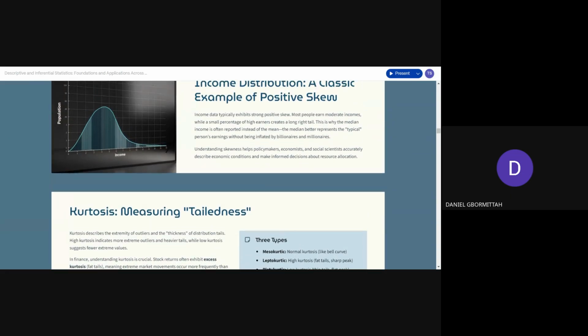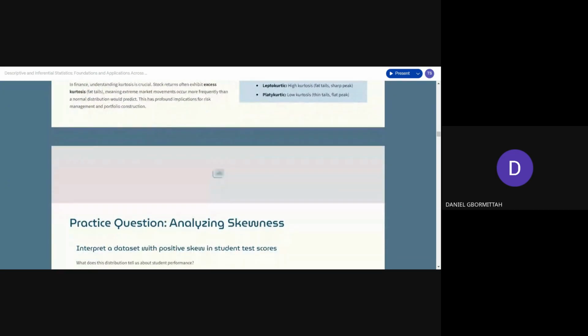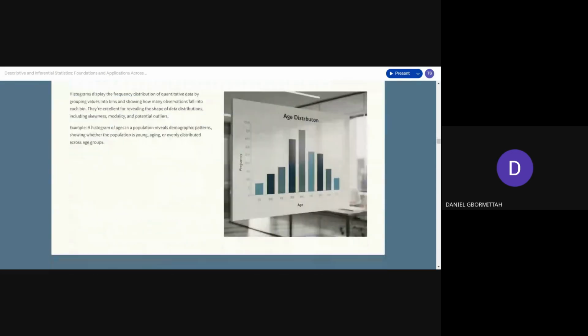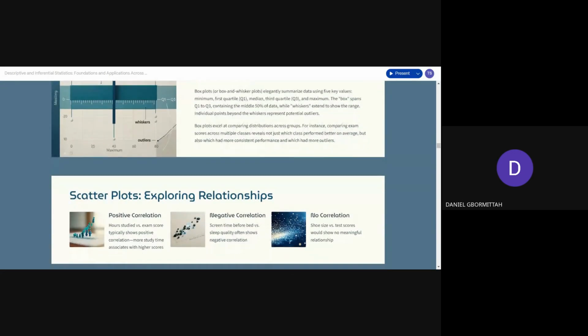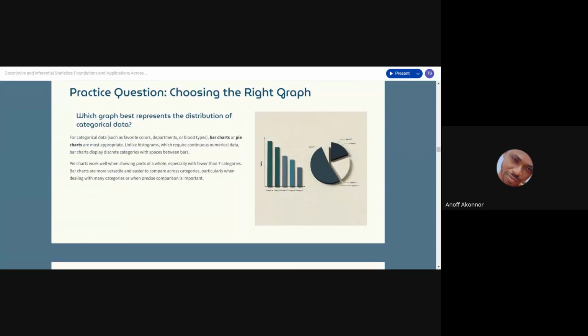So you see that this one, the longer tail is to the right. Can you see it? This is where we said that it's skewed to the right, positively skewed. And when the longer tail is to the left, we say it is negatively what? Skewed. Please, are you following? Yes, please.